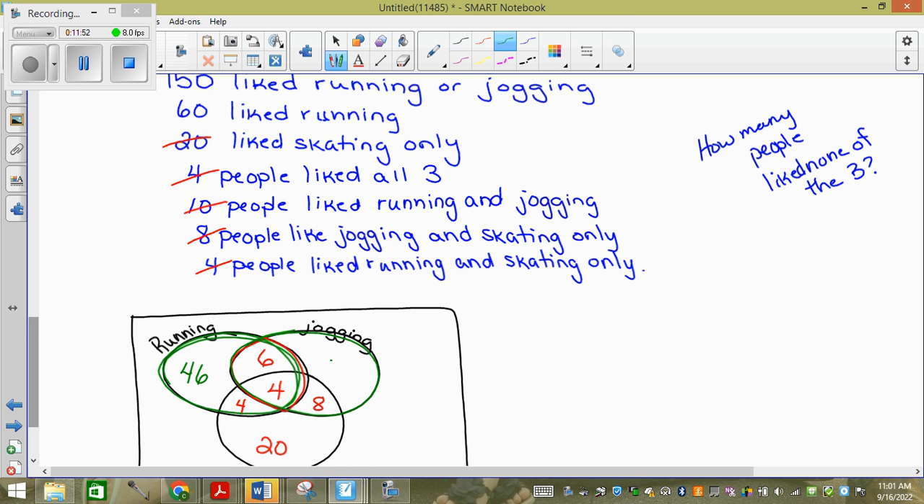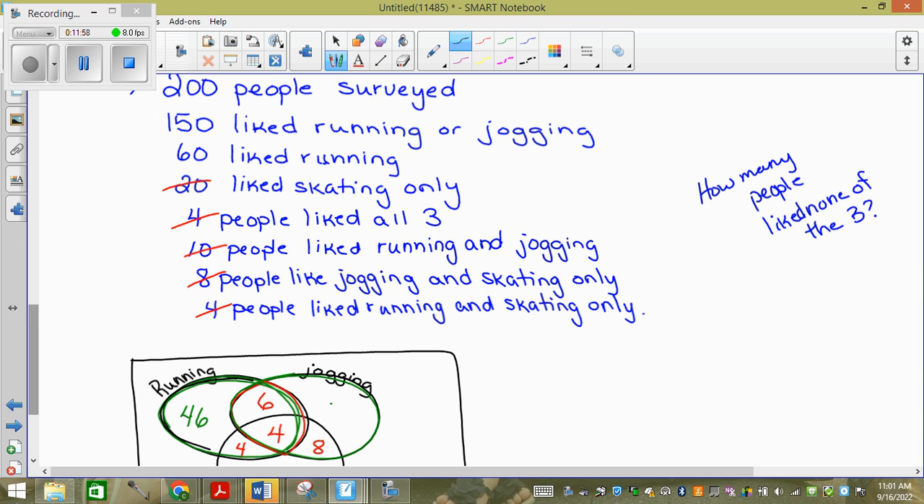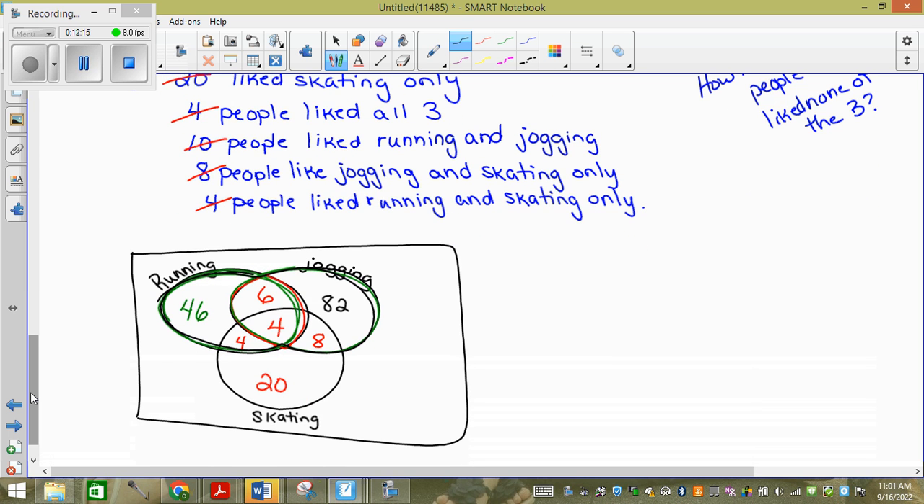And then I go to the or, and the or is actually the snowman. It's the last one. So I should have 150 in here. I currently have 50, 68. So how much is in just jogging only? Pardon? 82. Now I need to have 200 people. So this is 150, 160, 170. How many are out here? 30. So 30 people liked none of the 3.